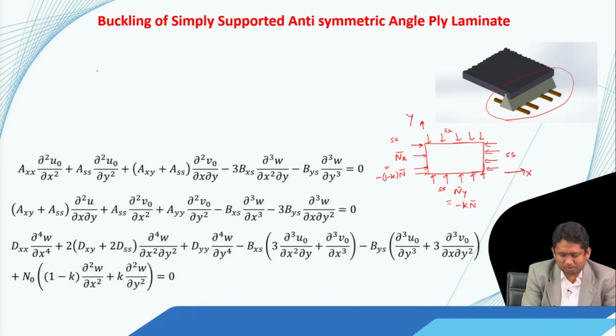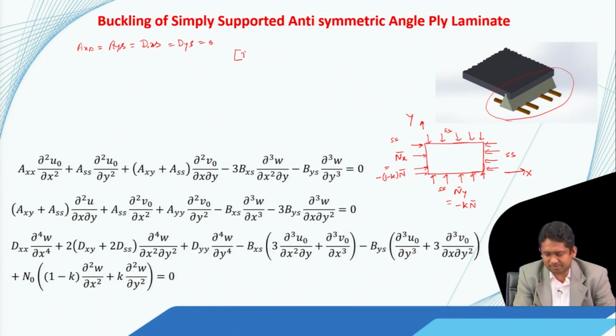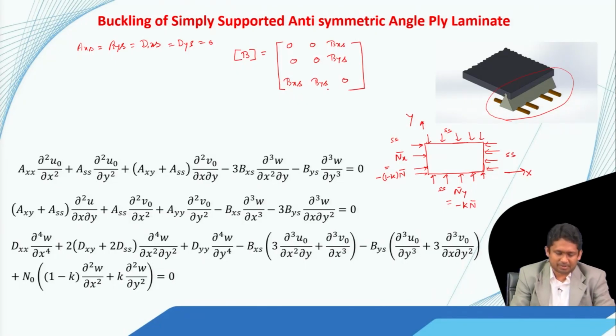So, with that, before going further, let us look at the property of these laminates. Because this is antisymmetric, we have A_xs equal to A_ys equal to D_xs equal to D_ys equal to 0, and also we have a B matrix looking like this: 0 0 B_xs, 0 0 B_ys, B_xs B_ys 0.